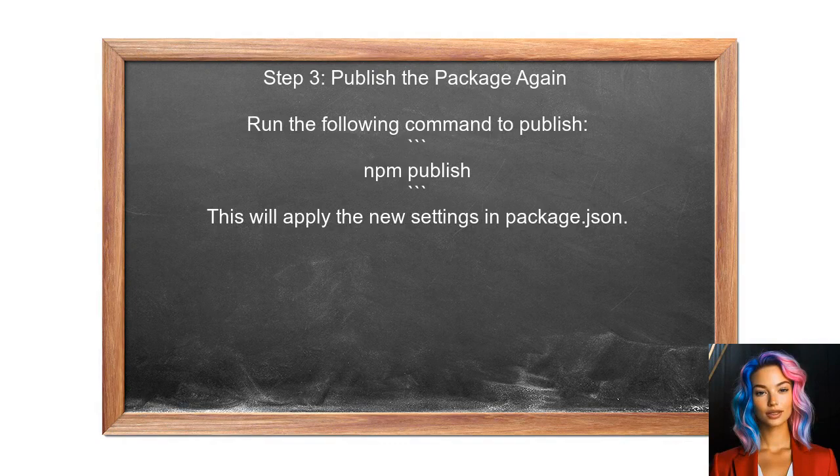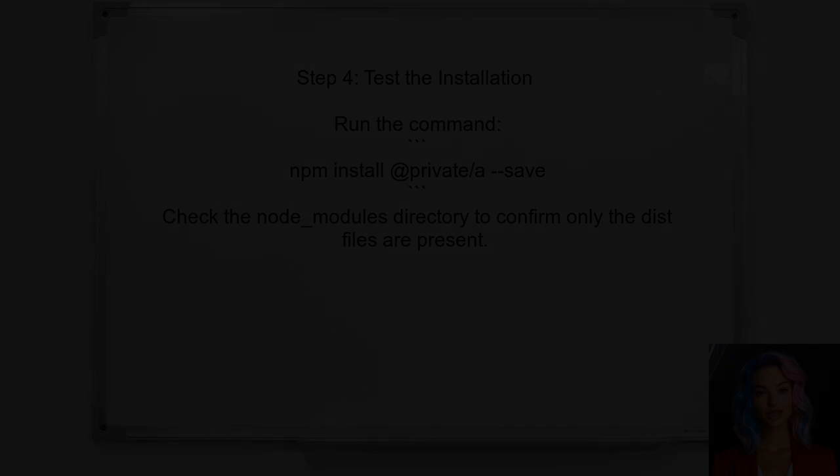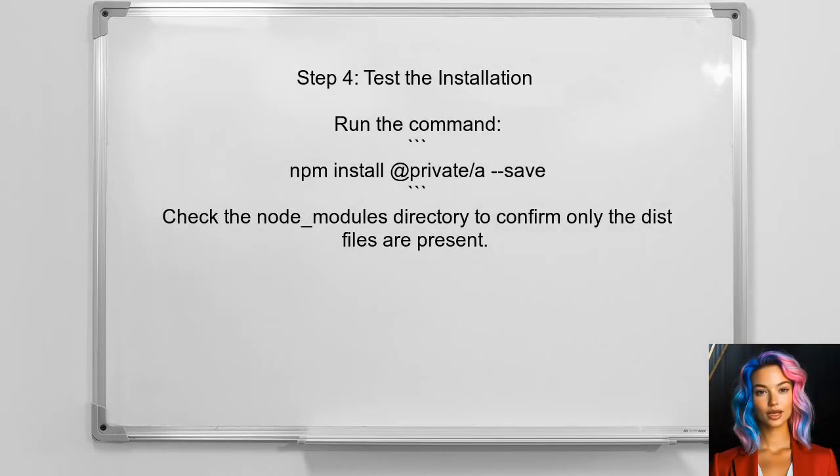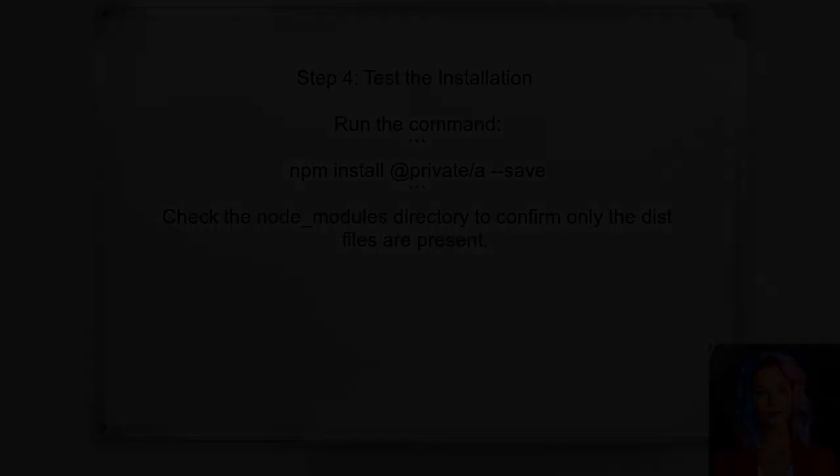After updating the package.json file, the user should publish the package again. This step is crucial to ensure that the changes take effect. Finally, the user can test the installation of the package in another repository. They should run the npm install command and verify that only the desired files are included.